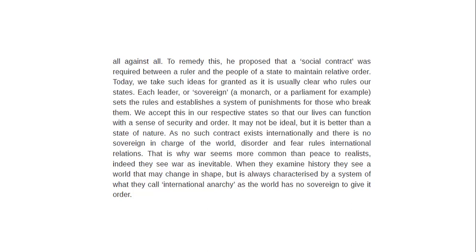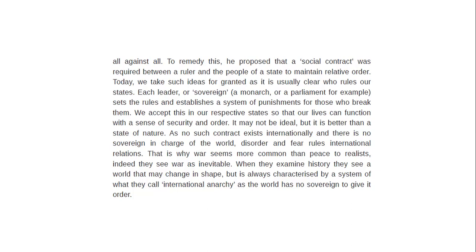That is why war seems more common than peace to realists. Indeed, they see war as inevitable, right? Inevitable is a word that means something that cannot be changed. It is inevitable for us as human beings that if you live, if you don't get killed, you will get older. And then unfortunately you will age, lose your hair, get wrinkles, get fat, lose mobility, what have you. It's just inevitable. You can't stop it.